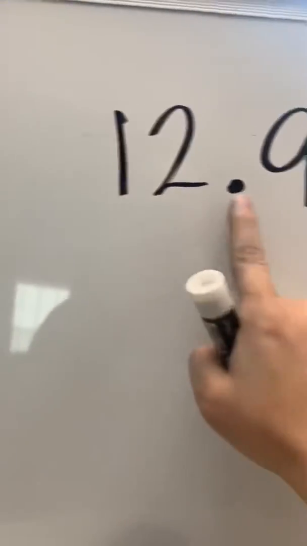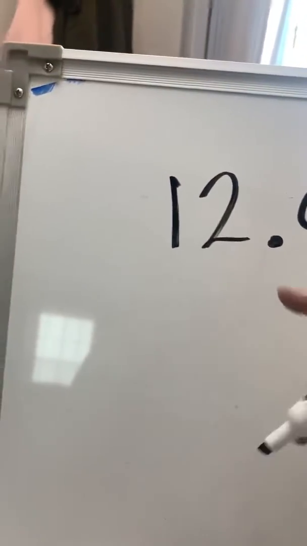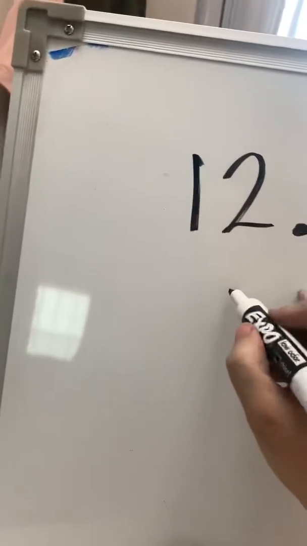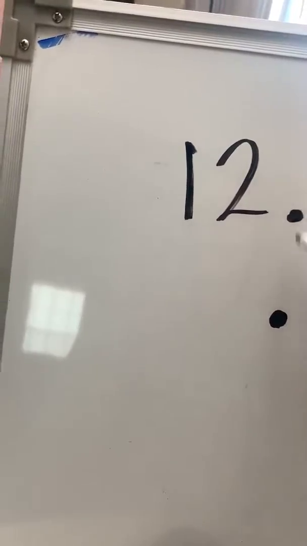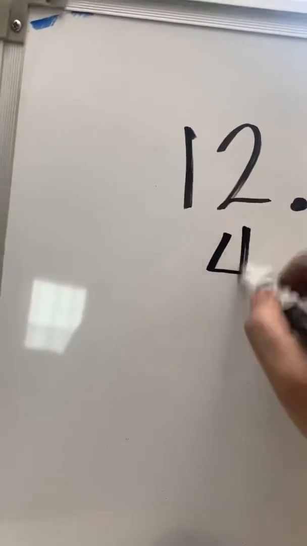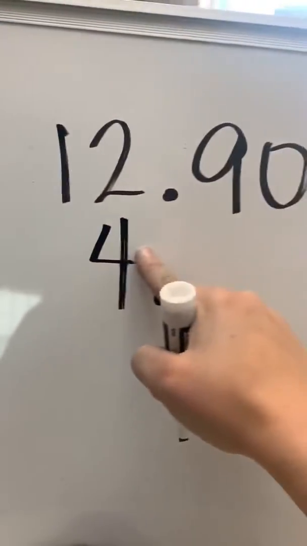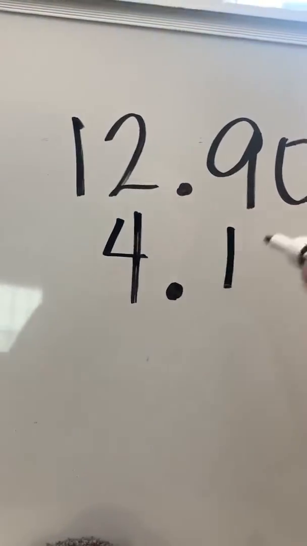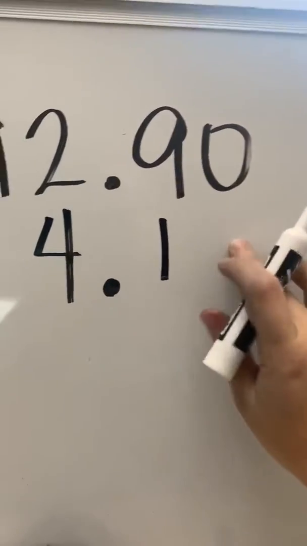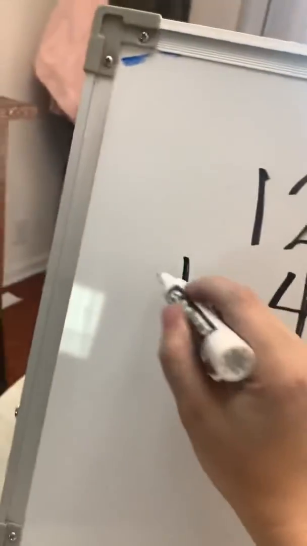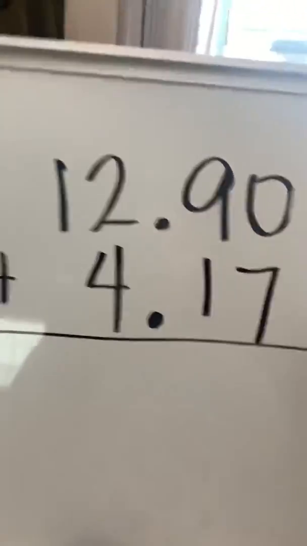And remember, when I'm adding and subtracting decimals, the most important thing is that I line up my decimal point. So with 12.90, there's my decimal. To add 4.17, I've got to make sure my decimal points line up on top of each other. So my ones places are on top of each other. My tenths places are on top of each other. My hundredths places are on top of each other. Then I can add just like normal.